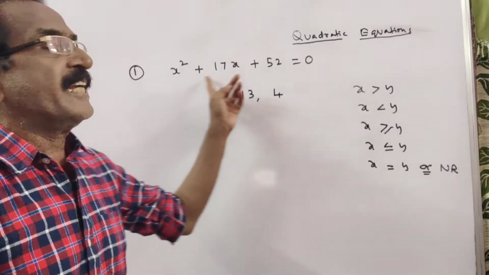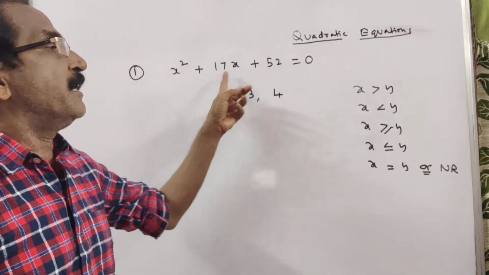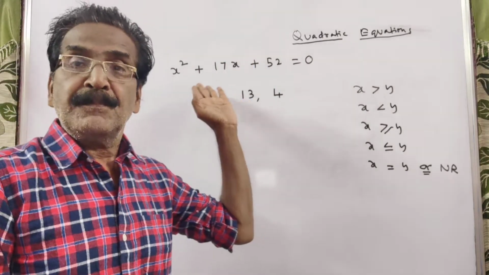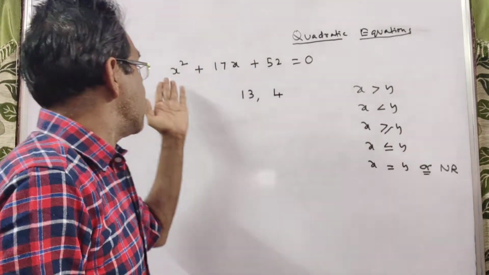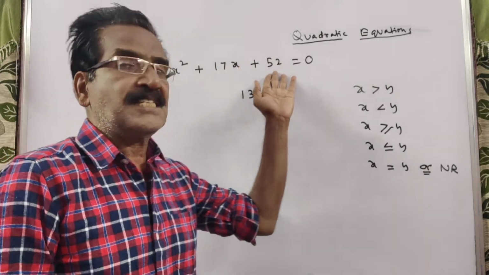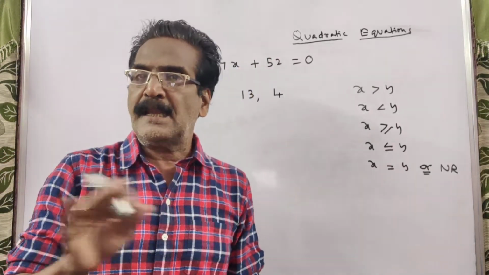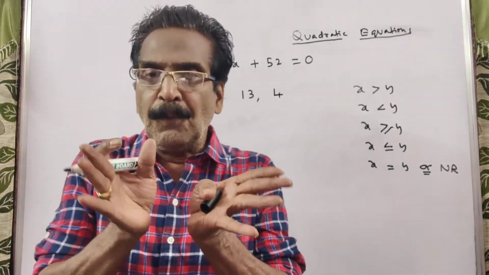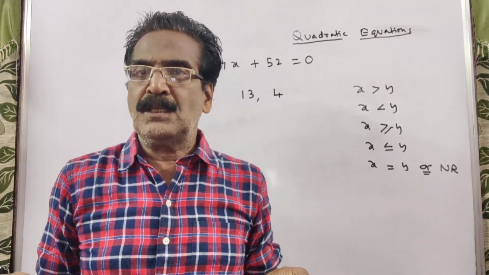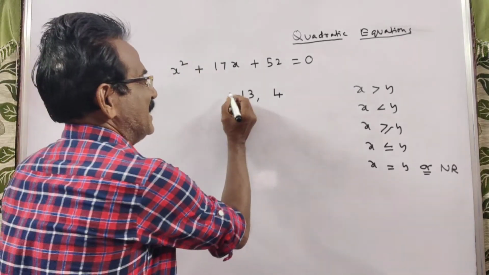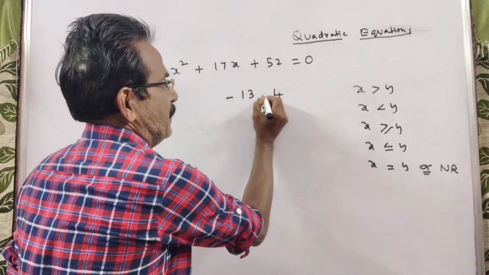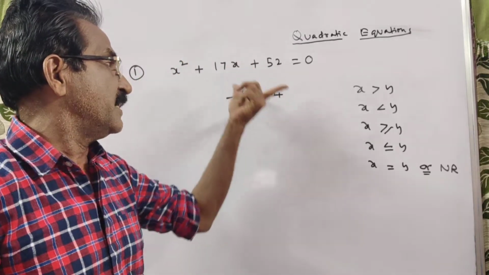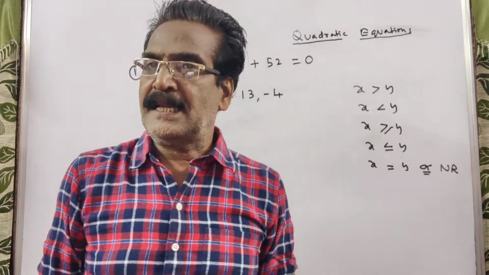Here in this quadratic equation, all A, B, C are positive, of the type ax square plus bx plus c. A is plus 1, B is plus 17, C is plus 52. All A, B, C are positive. If all A, B, C are positive, both the roots are negative. So the signs are minus 13, minus 4. So the roots of this equation are minus 13, minus 4.